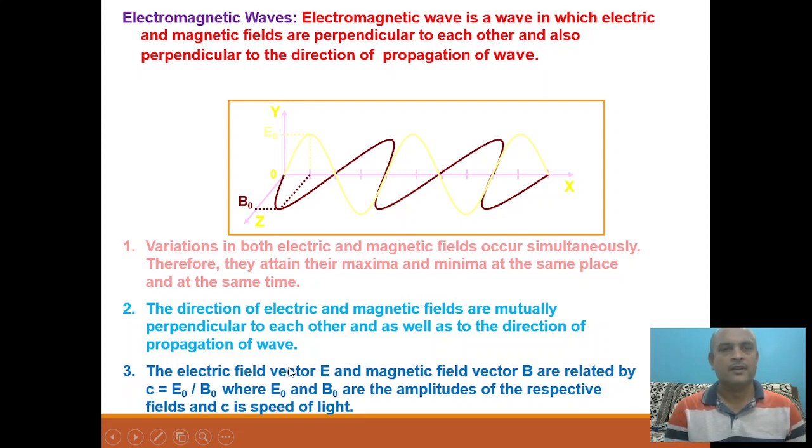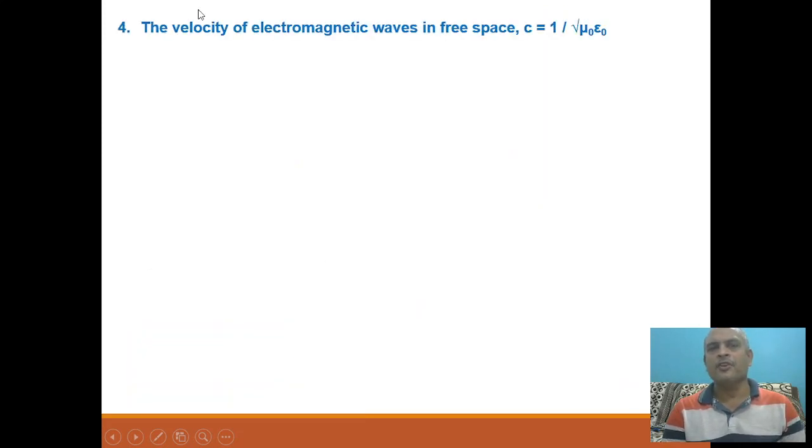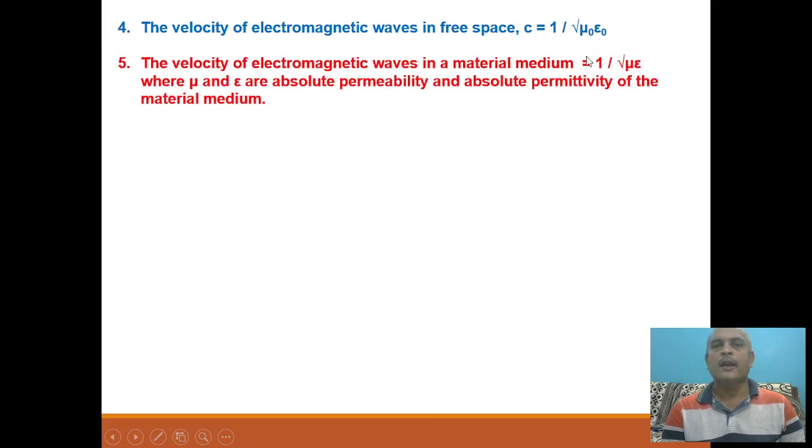Now, the velocity of EM waves in free space we can relate with the speed of light, that c is equal to 1 upon root mu naught epsilon naught, which comes to 3 into 10 to the power 8 meter per second, 3 lakh kilometer per second. For the velocity of EM waves in a material, mu naught will be replaced by mu, and epsilon naught is replaced by epsilon, which are the quantities of the given material.